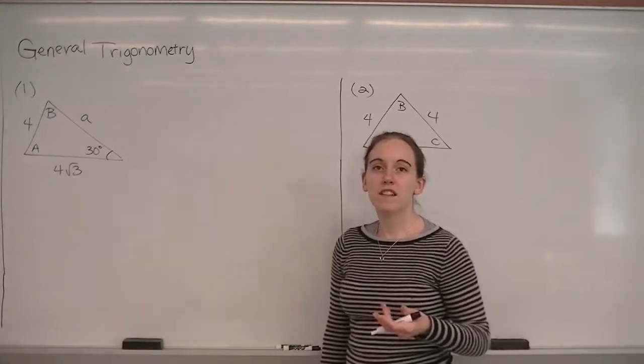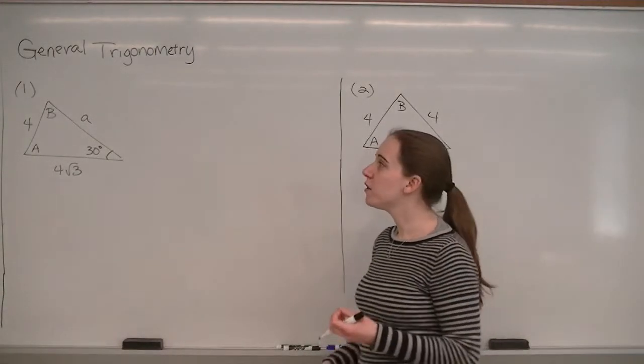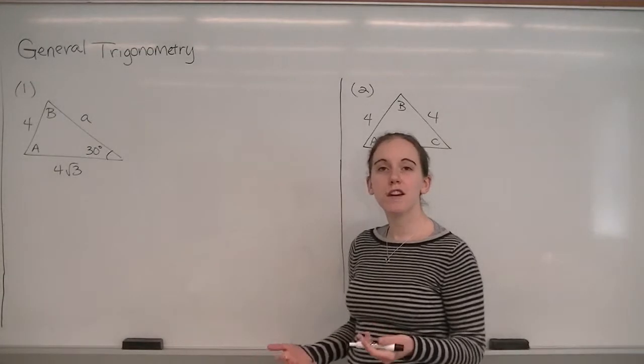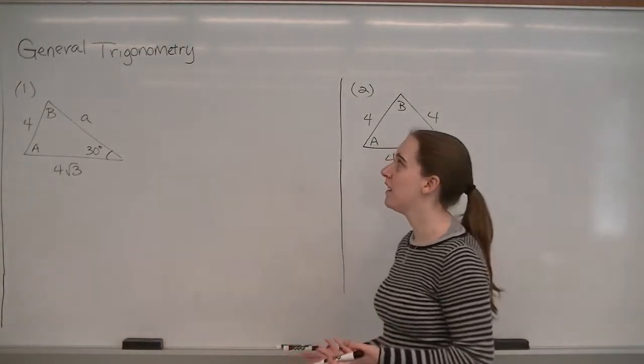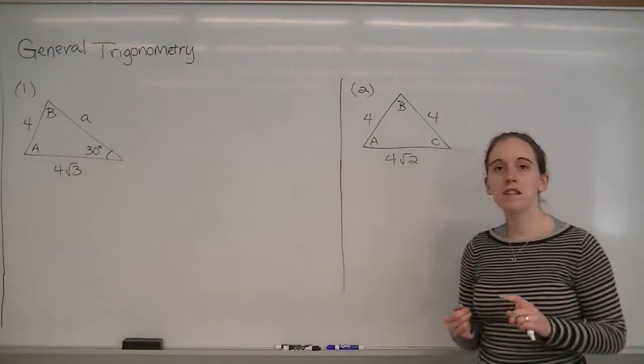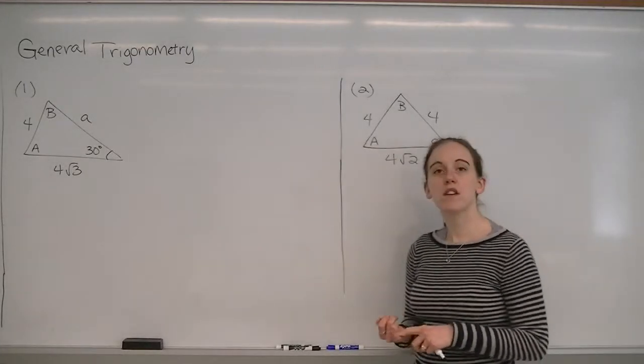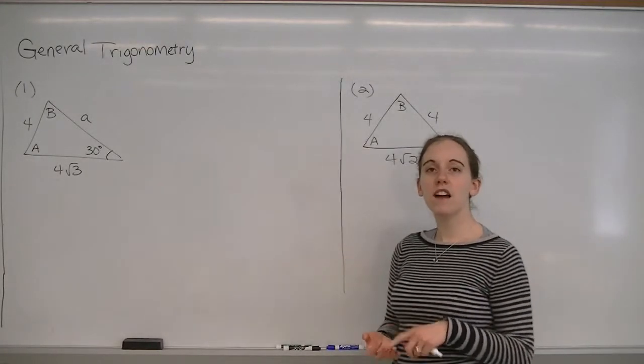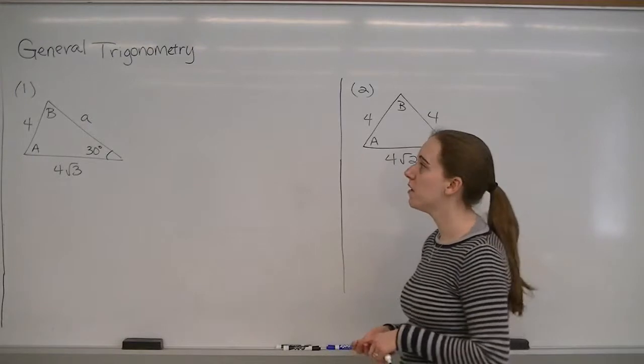Now let's practice solving some general right triangles. So we don't necessarily know that these are right triangles, and most likely they're not. So that means that the Pythagorean theorem isn't going to apply. So we're going to need the law of sines and the law of cosines instead.